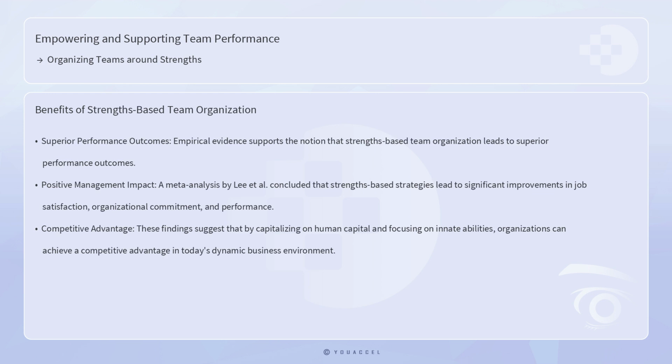Empirical evidence supports the notion that strengths-based team organization leads to superior performance outcomes. A meta-analysis conducted by Lee et al. reviewed several studies on strengths-based management approaches and concluded that such strategies lead to significant improvements in job satisfaction, organizational commitment, and performance. These findings suggest that by capitalizing on human capital and focusing on innate abilities, organizations can achieve a competitive advantage in today's dynamic business environment.